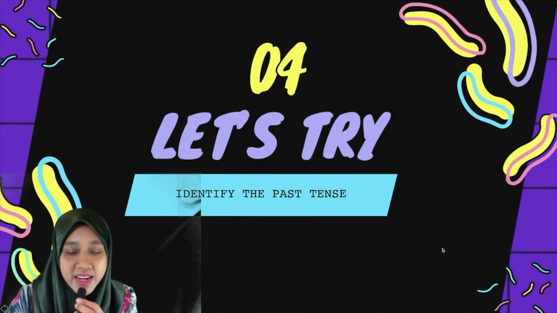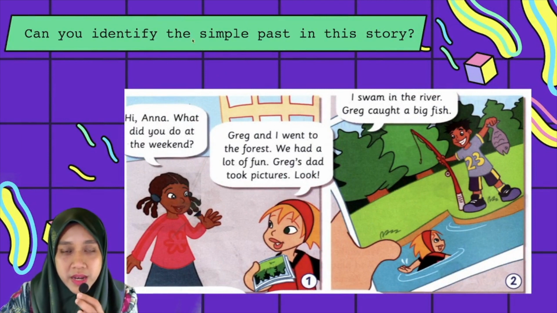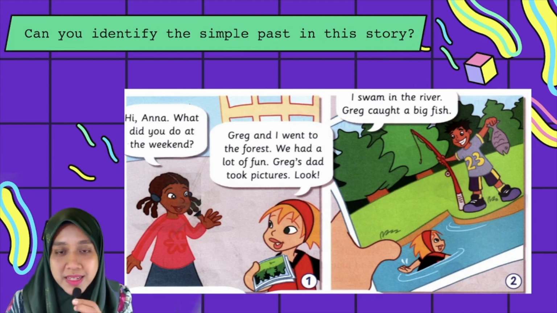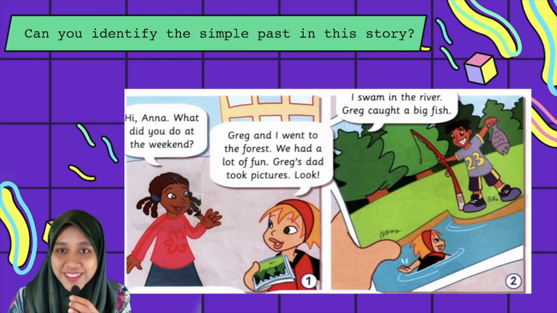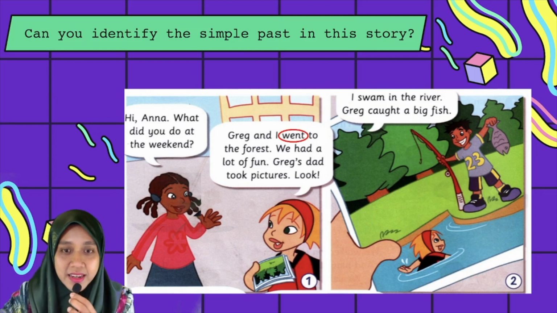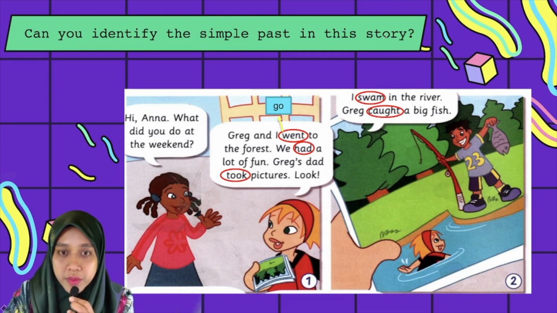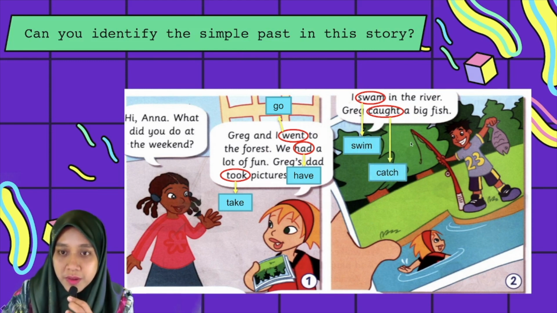Okay, so now let's try this. Identify the past tense. Okay, cari past tense. Now look at this picture. So, can you identify the simple past in the story? So, dalam masa 10 saat, cuba awak cari simple past dalam cerita ni. So, can you find the answers? Now, let's discuss. Right, the first one is went, had, took, swam, and caught. Alright? Now let us look at the root words. Went, the root word is go. Had, the root word is have. Took, take. Swim, swam. And lastly, caught from the word catch.